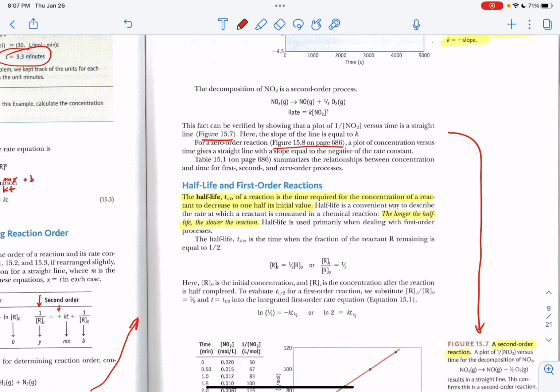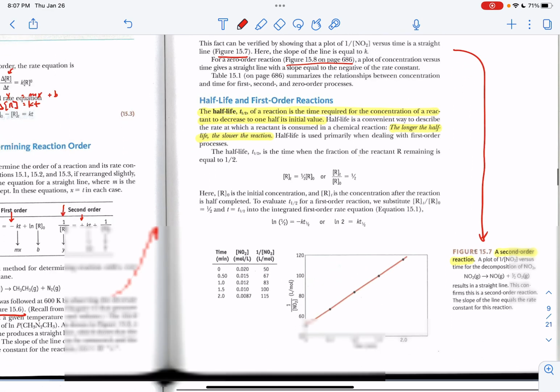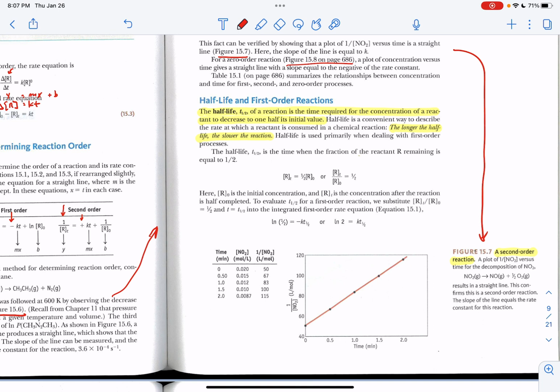Figure 15.8 is on another page farther on down, but here's figure 15.7. And here we have our reciprocals right here. This is a second order reaction. Remember, that's the one that has the reciprocals.